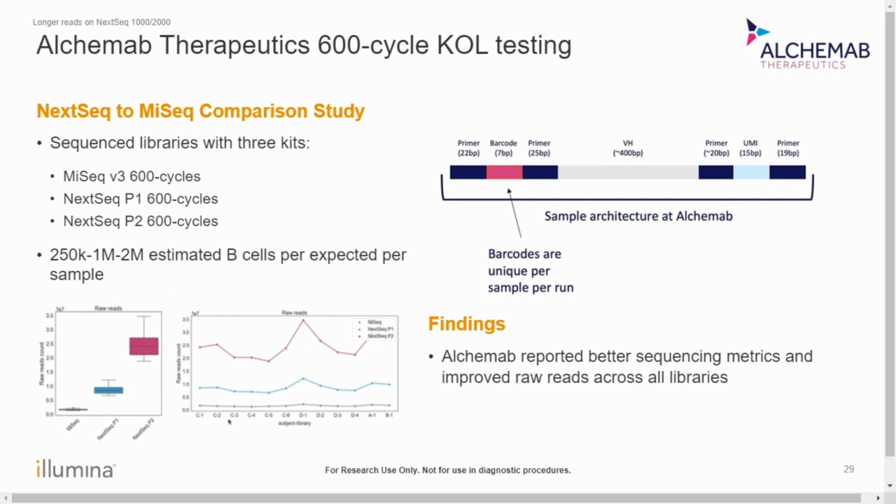They tested these kits across libraries with various levels of estimated B cells, from 250,000 up through 1 million and 2 million. What they found is that the P1 and P2 kits resulted in an increased number of raw reads, as well as improved sequencing metrics across all libraries, which they found especially impressive given that they characterized these libraries as some of the most difficult to sequence. This is to be expected, though, with the new flow cells, so let's look at what an improved number of quality reads allowed them to do.